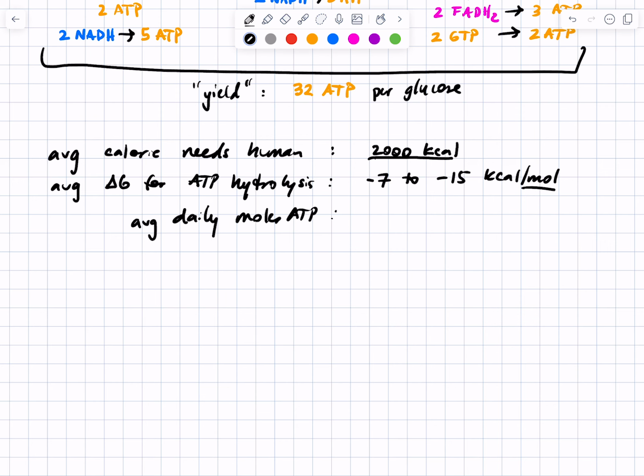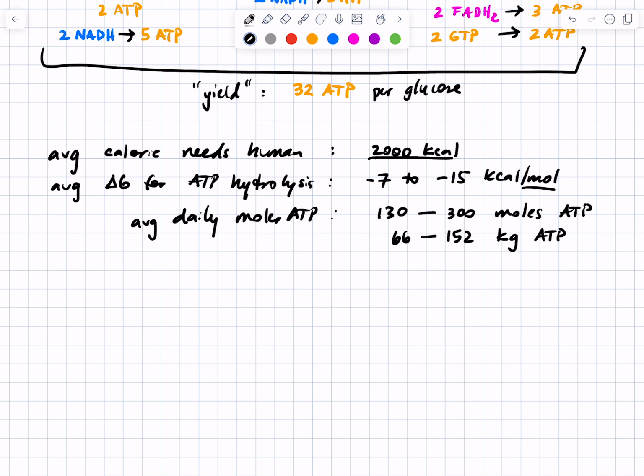And that's just dividing, but I've already done the math for you. So it's anywhere between 130 to 300 moles of ATP. That's a lot of ATP molecules. If you know the molecular weight of ATP, this is between 66 and 152 kilograms of ATP.